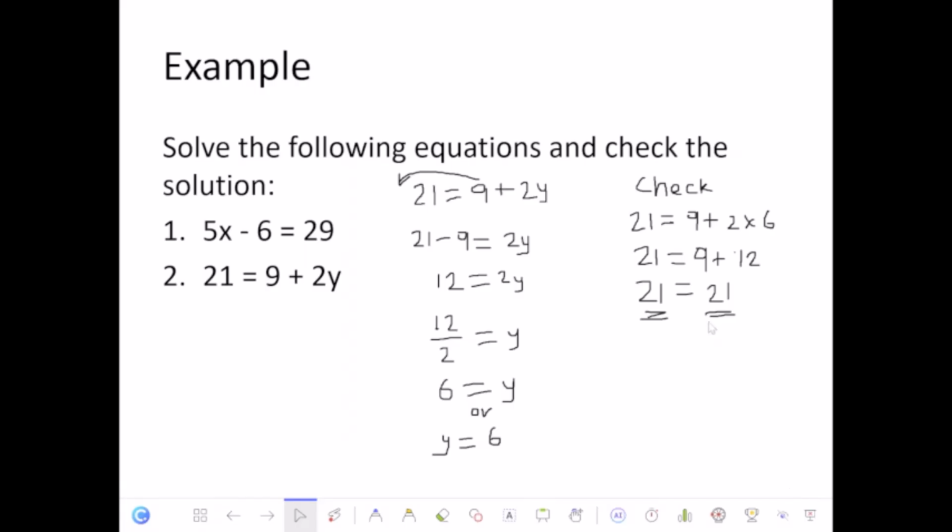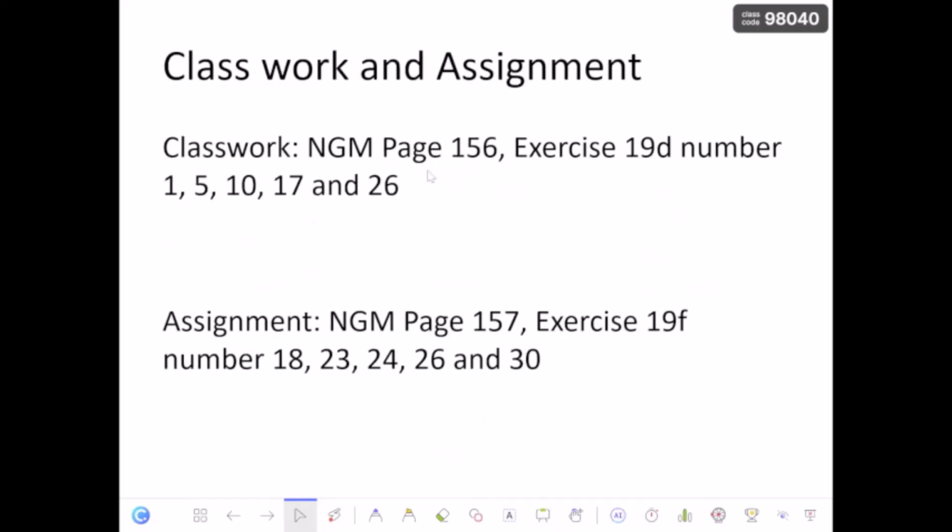Okay, now you can see that the two examples are easy to solve. You can see the way I explained the two of them. So let's go to our final conclusion. This is the classwork and assignment for the day. You do these two works from your textbook. Go to your textbook, practice these two exercises, page 156 and page 157. If you do it, it will help you understand simple equation very, very well.